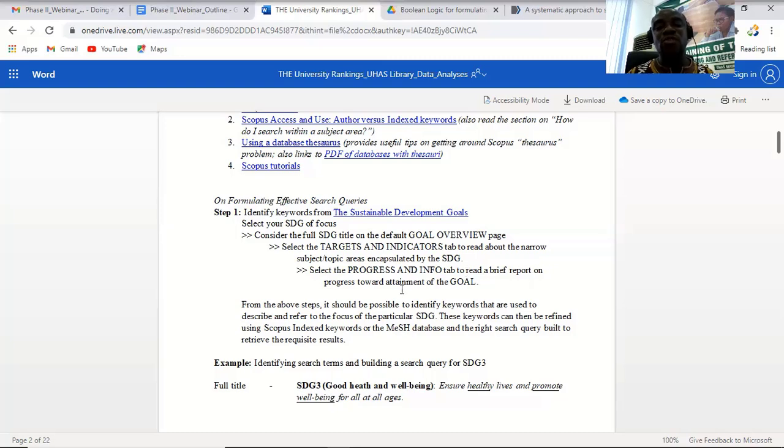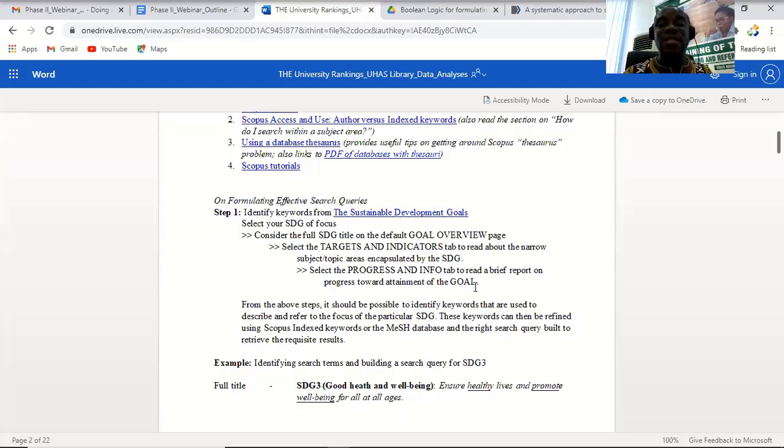All right, then the third indication I gave was that you now select the progress and info tab to read a brief report on the progress towards attainment of the goal. See, so other people have written reports on the SDG. The UN has taken comprehensive reports, synthesized them to give an update. Within these reports, it is possible to find many more terminologies or keywords that can refer to the SDG 3 at a more specific level, which we will now be using to construct our search query.